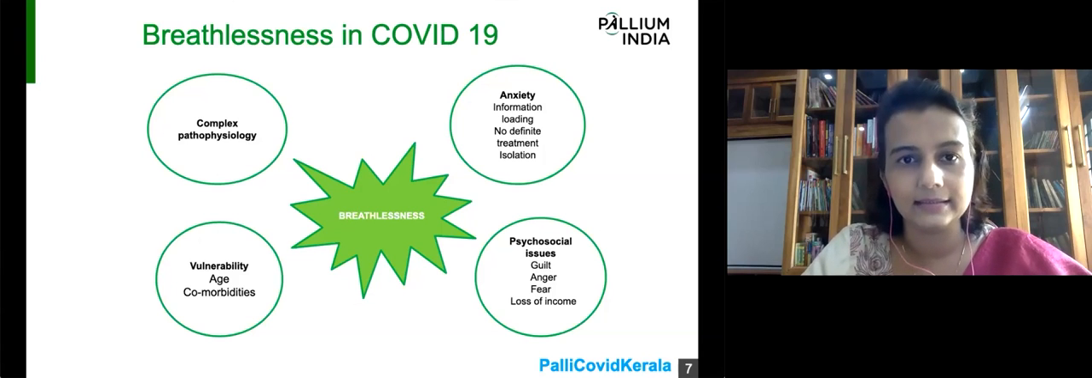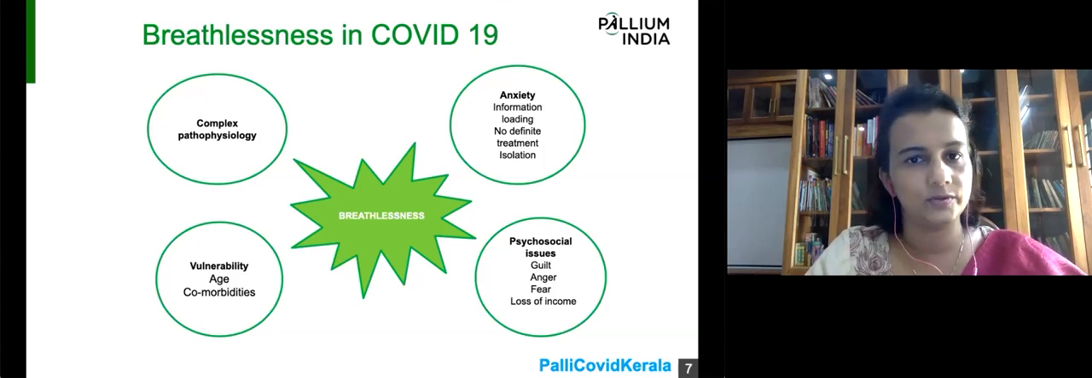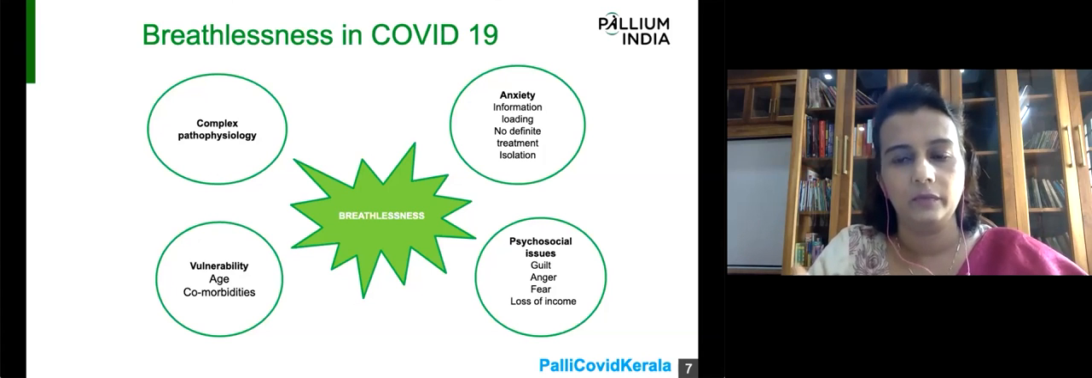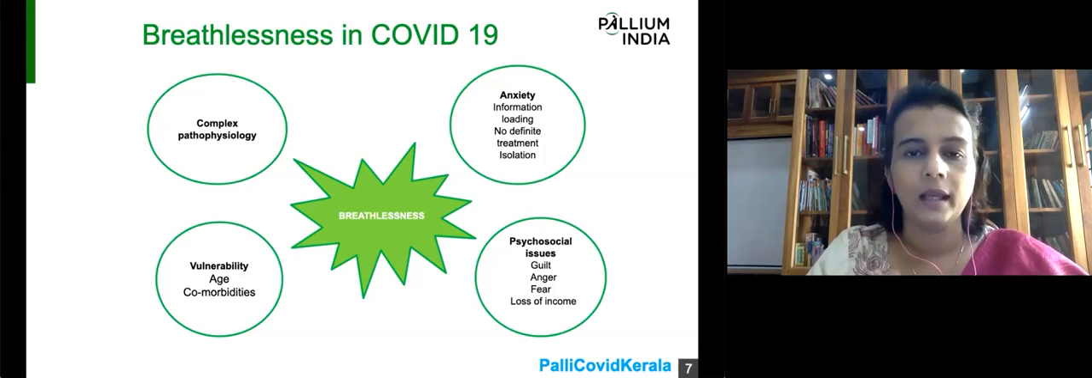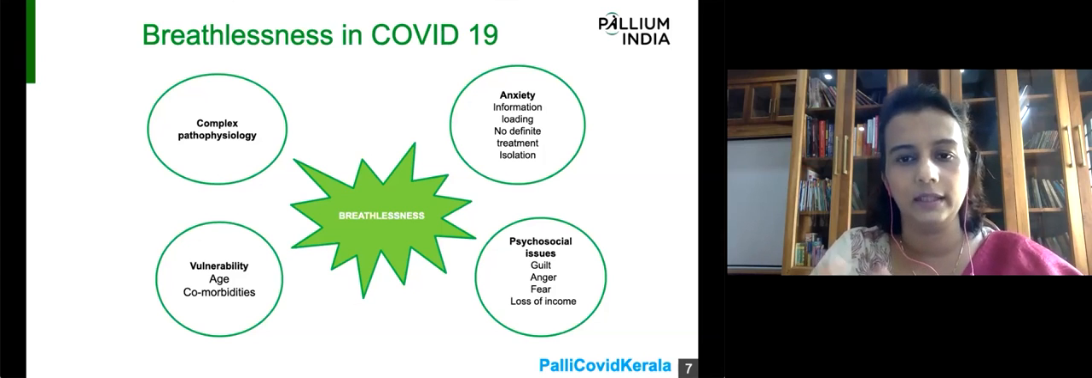So there'll be the guilt if you get the disease, and if you tend to spread the disease to your family, the guilt associated with that will be there. The anger of getting the disease, the fear of what is going to come, because there are different ways the COVID patients can change. That fear is there, and obviously the loss of income, which can happen to anyone. Even if you don't have the disease, you would be in lockdown, there'll be loss of income. And on top of that, when you get the illness, that will add on to the psychosocial issues.